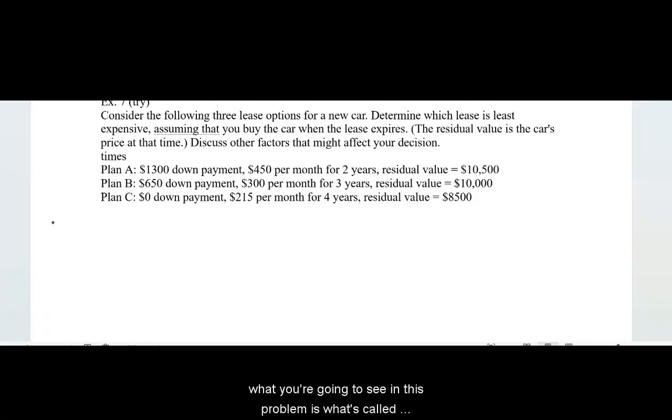What you're going to see in this problem is what's called a residual value. So that's going to be the car's price at that time. So then you buy the car, that's the price that you are paying now after you leased it. So for plan A, what we're going to do is look at the cost of each plan. If you were sitting down at a dealership and they gave you these options and said, okay, here are your options, pick which option works better for you. And by the way, it's not always the cheaper option. You also have to look at where your financial situation is. But let's start with plan A.